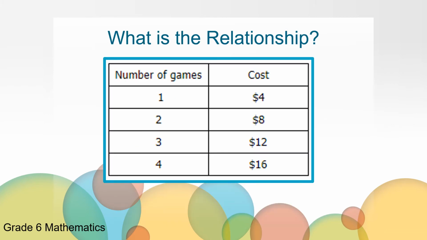We discussed that the unit rate is 4 to 1 because each game costs $4. What do you notice about the relationship between the number of games and the cost of the games?